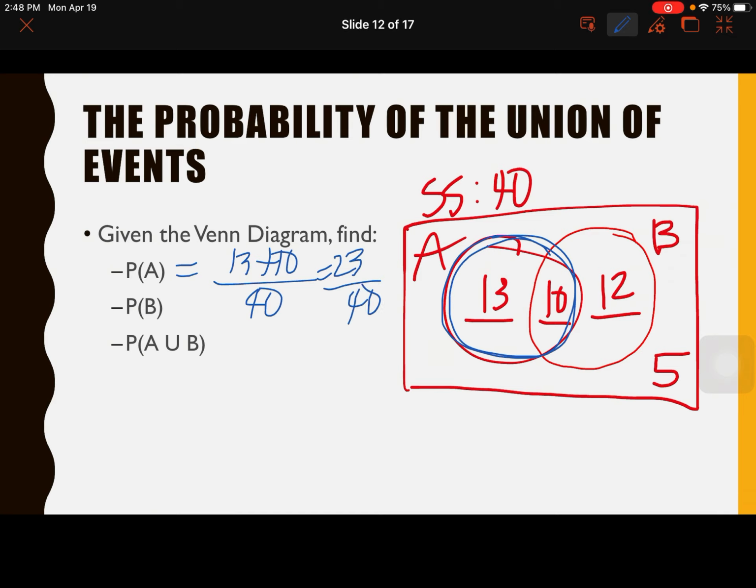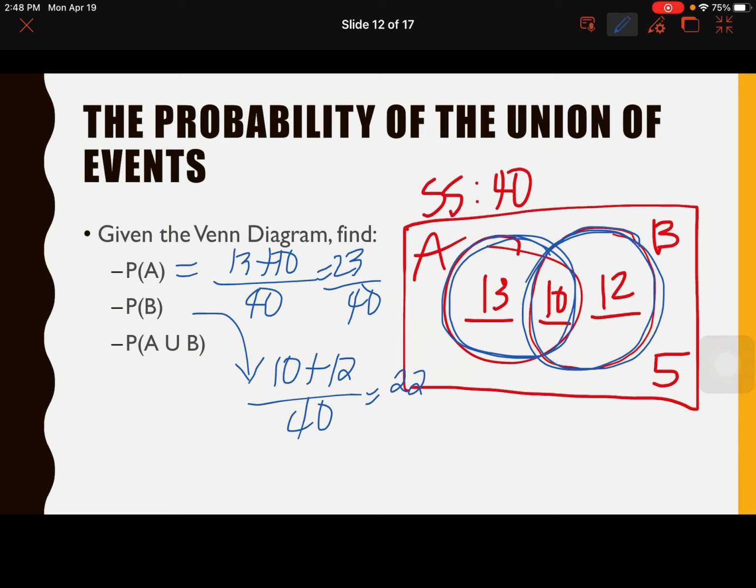Okay? Now, for the probability of B, you're going to have to look at the items that are inside the circle of B. So, that's going to be 10 plus 12 over 40. That's going to be 22 over 40. We need to always simplify. Remember, always put your fractions in its lowest terms. 11 over 20. Alright? And then last but not the least, we are going to look for the union.